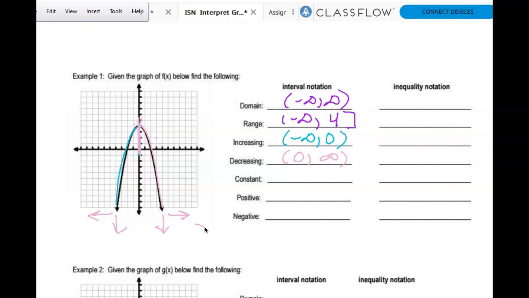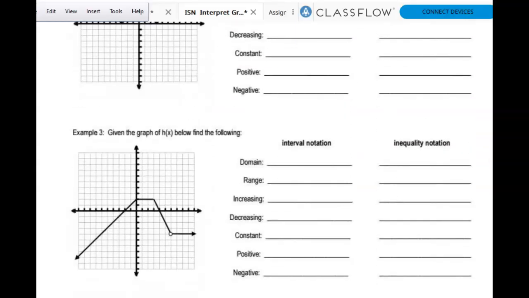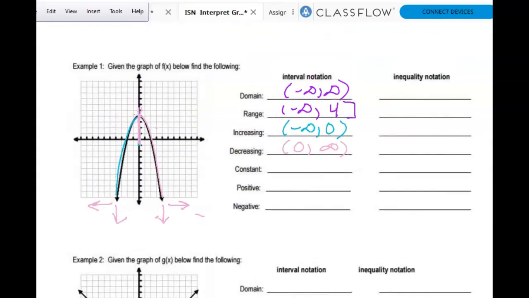Did that, you still don't get where the 0 is coming from? You do or you don't? 9. Okay. Constant. Are there any constants? What do you think a constant would look like? It would look flat. It would have no slope. So are there any constants? No.